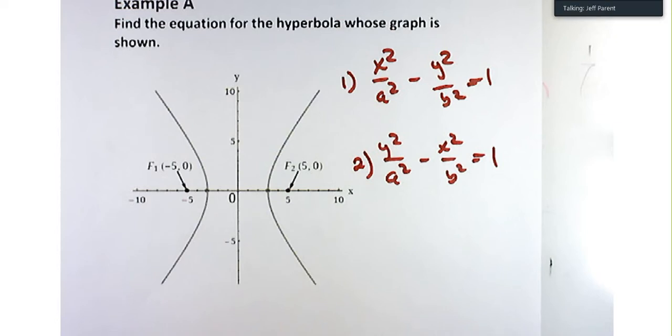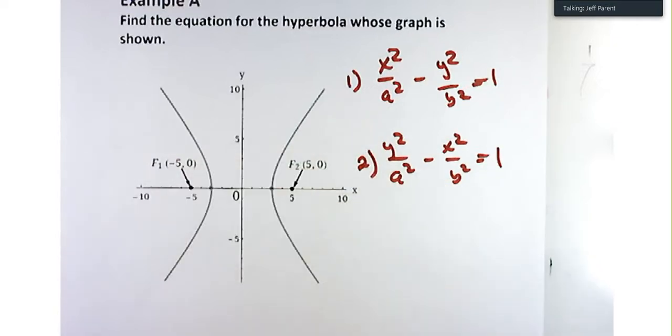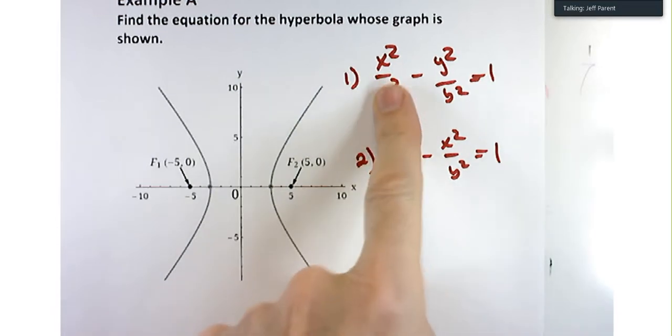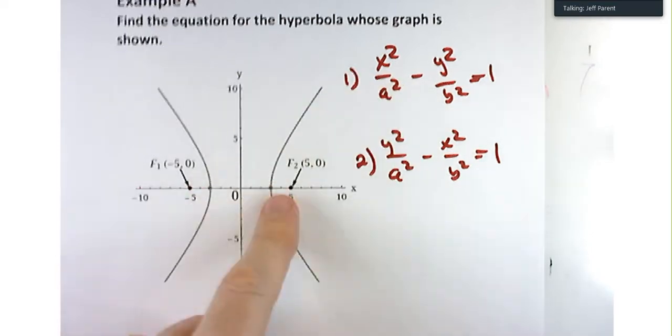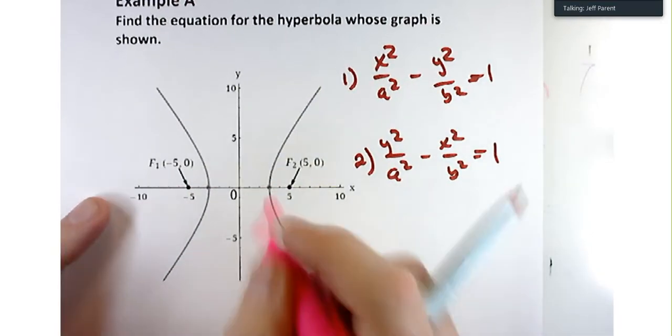Which one looks correct for this kind of information, where you have foci here and a hyperbola that faces left and right? Yeah, there you go. That's better. 1. Because if the x squared is positive, it's going to open around the x-axis, or at least parallel to the x-axis. All right, so thank you, Henry.